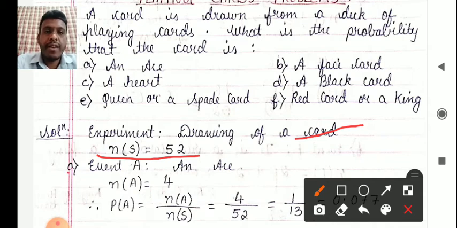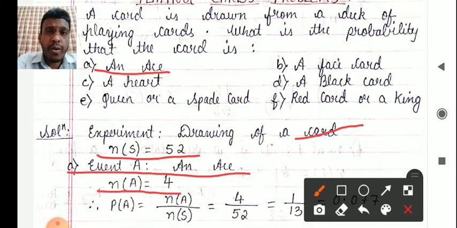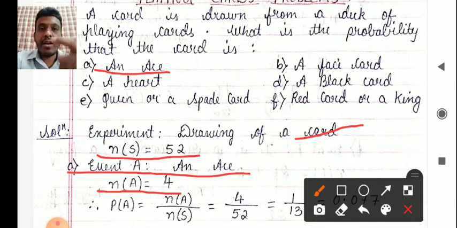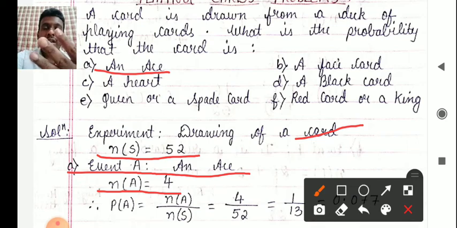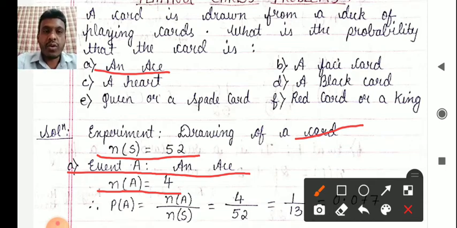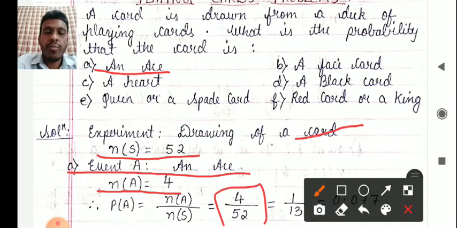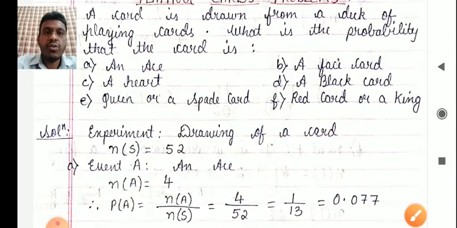Now let us see what is event A. Event A is an ace. They have given here an ace. So we are finding out the probability that it is an ace. Now what is n of A equal to? N of A is equal to 4. Why 4? Because how many aces do you have? It can be a spade ace, a clover ace, a diamond ace, or a heart ace. So one of these four aces is possible, so only four aces are there, so n of A is equal to 4. So probability of A is equal to n of A upon n of S, which is equal to 4 upon 52. 4 comes from here, 52 comes from here. Okay, which is equal to 1 upon 13, which is equal to 0.077.